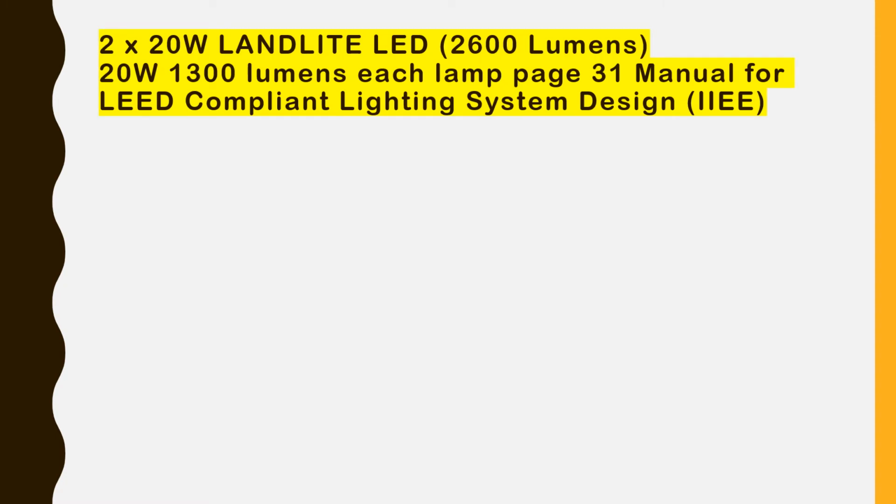So now, it is selected 2 by 20 watts. Last time in the area method he used 100 watts. Here he selected, we can select, 2 by 20 watts Lanlight LED, which is 2600 lumens total. 20 watts, one lamp, 1300 lumens each lamp. This is on page 31, Manual for LEED Compliant Lighting System, a book by IIEE.